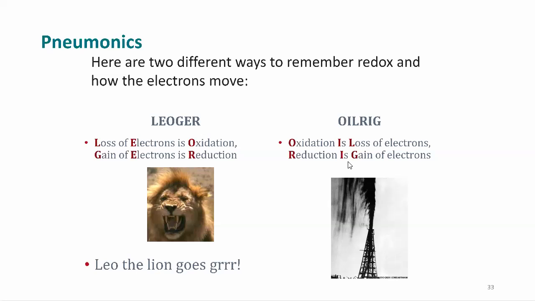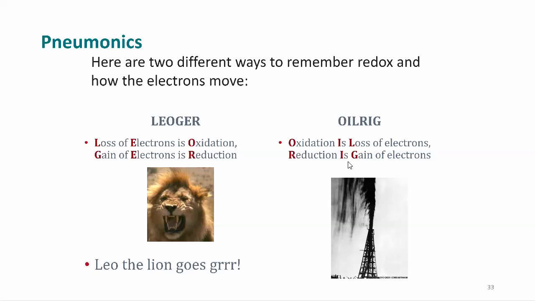The first is LEO GER. Now, if we want to go back in the Wayback Chemistry machine for Dr. Bruck, LEO GER is how I was taught. Leo the lion goes GER. LEO is the loss of electrons, is oxidation. GER, the gain of electrons, is reduction. Leo the lion goes GER. So that's LEO GER. Again, that's the way I was taught. Doesn't mean it's right. Doesn't mean it's the best. It's just the one that I've stuck with.